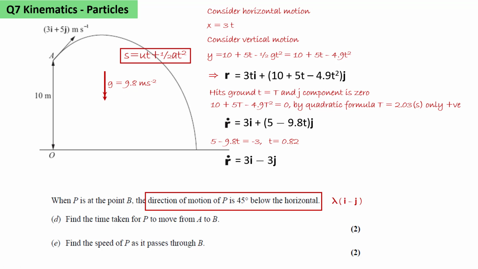0.82. At this point in time, the velocity will then be 3i minus 3j, and if we want to know the speed, we have to calculate the magnitude of the velocity, so that's the square root of 3 squared plus 3 squared. So that's root 18, or 3 root 2, which is 4.24 meters per second.